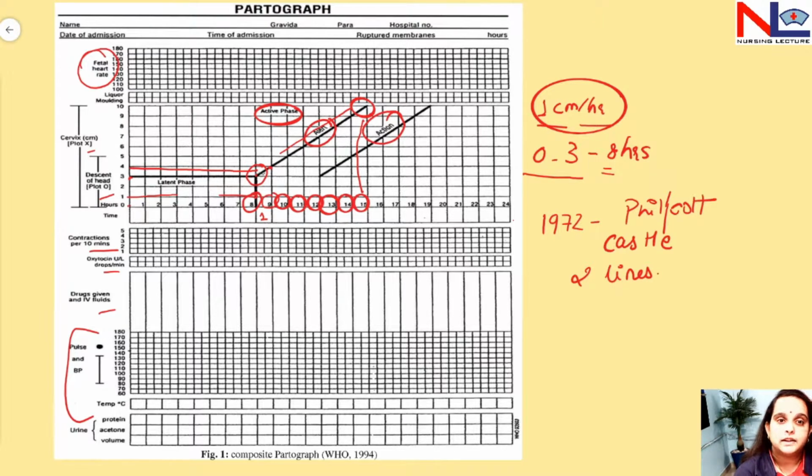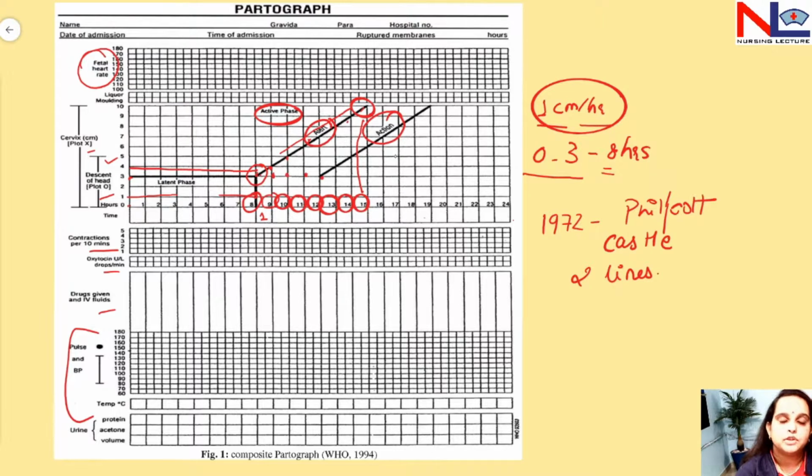So, this alert line begins at the 3 centimeter dilatation, and by the 1 centimeter per hour dilatation, the plotting will be on the alert line. So, this is how the alert line is plotted, and the other one is the action line. So, the action line goes 4 hours apart and parallel to the alert line. So, these two lines, alert and action line, were given by Philpott and Castle, and the descent of head is also given by Philpott and Castle.